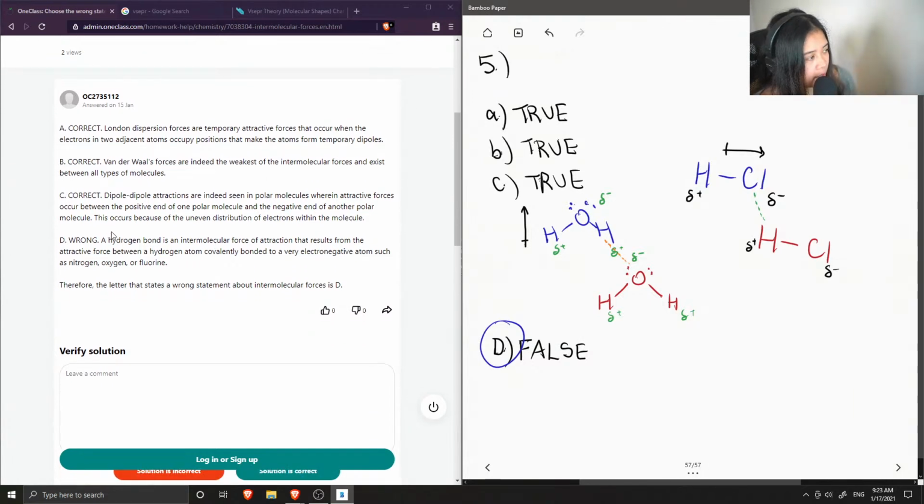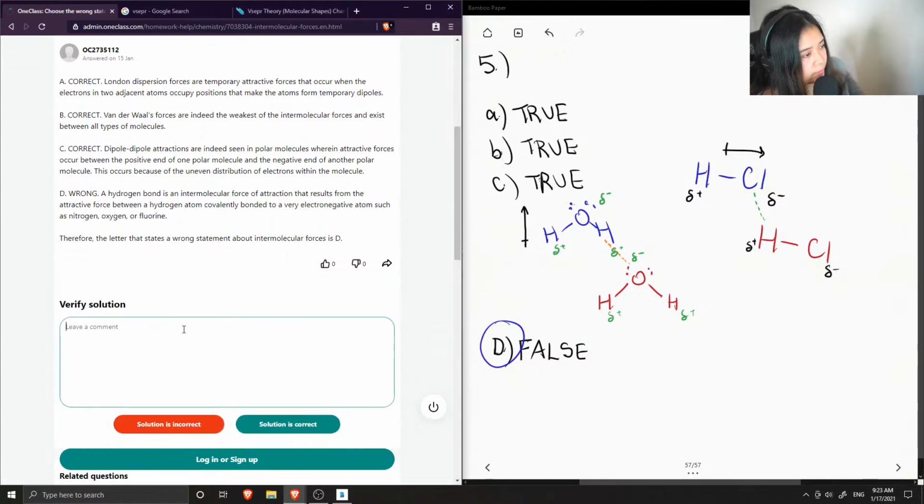Finally, D is wrong. A hydrogen bond is an intermolecular force of attraction that results from the attractive force between a hydrogen atom covalently bonded to a very electronegative atom, such as nitrogen, oxygen, or fluorine. Yep. So this solution is correct.